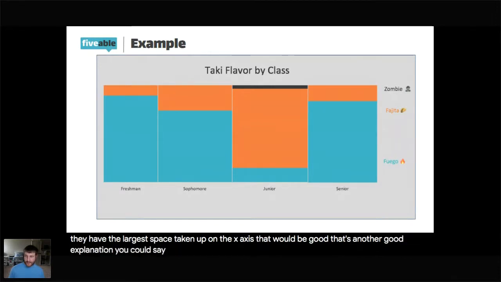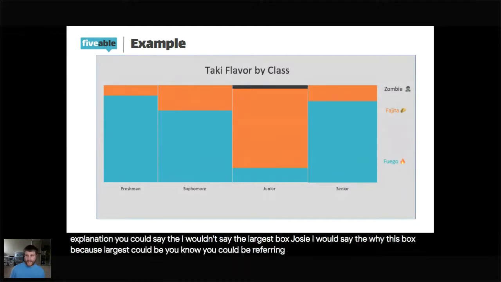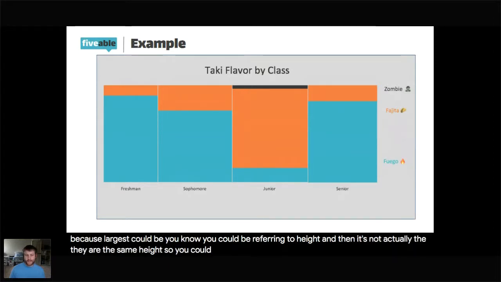You could say, I wouldn't say the largest box, Josie. I would say the widest box, because largest could be referring to height, and then it's not actually, I guess they all have the same height. So you could say something like it takes up the most area. That would be true.